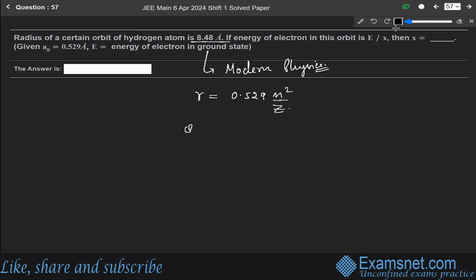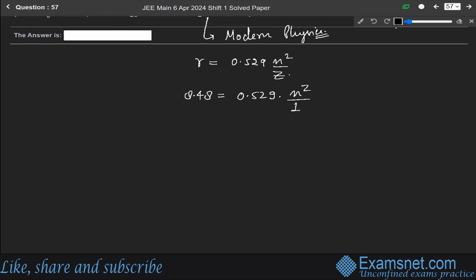So r is given as 8.48. It will be equal to 0.529 n square over Z. Since it is for the hydrogen atom, in place of Z we write Z equals 1. Solving it, we get n square equals 8.48 over 0.529, which is equal to 16. So n will be equal to 4.